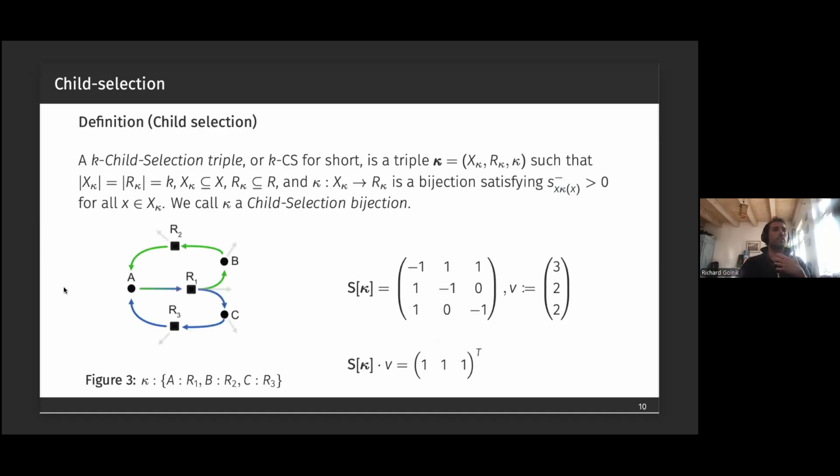This is maybe more understandable with an example. For example, in this graph here on the right-hand side, we can only have one child selection. A chooses R1, B chooses R2, and C chooses R3. And by the way, this is also an autocatalytic Metzler matrix. It's also an autocatalytic core. In general, there might be multiple child selections. In cores, there is only one child selection possible.